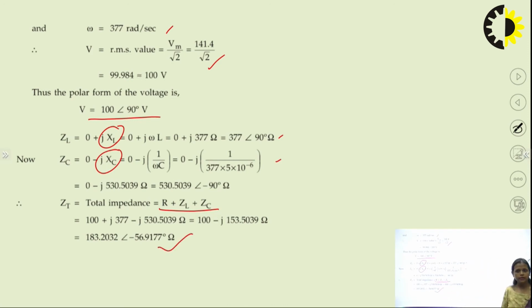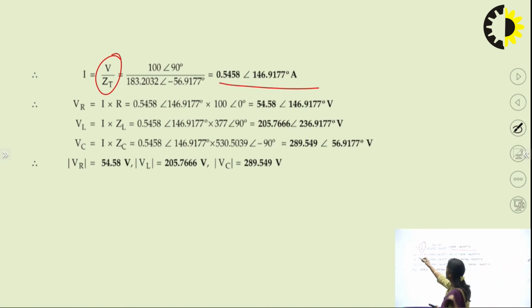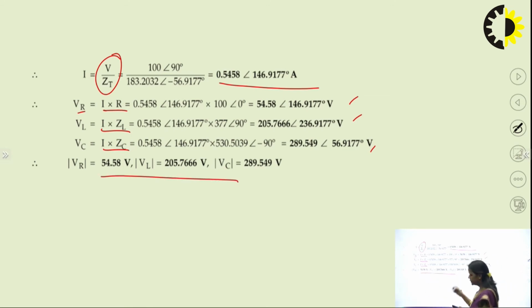Now you know the total impedance and you know the total voltage, so you can find the total current, right? I is equal to V upon ZT. After solving this, you will get the value of total current. Now you have to find VR, VL, VC. VR is I into R, VL is I into ZL, VC is I into ZC. Just by putting in the values and calculating, you can find the value of VR, VL and VC, right? So these are the values.